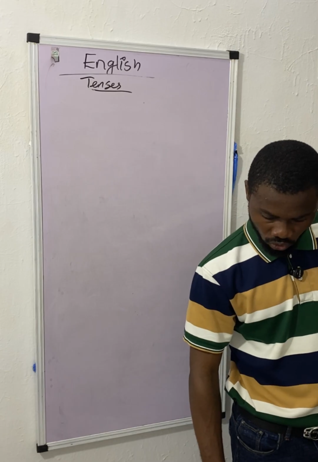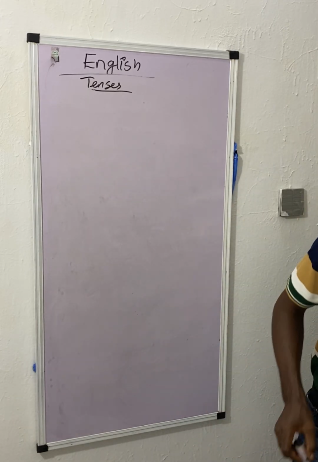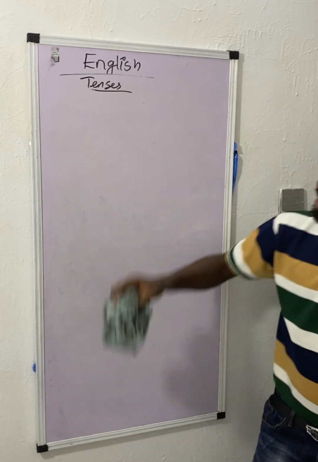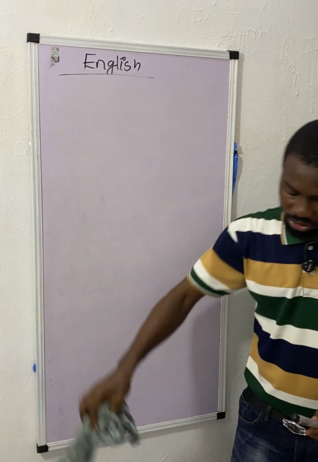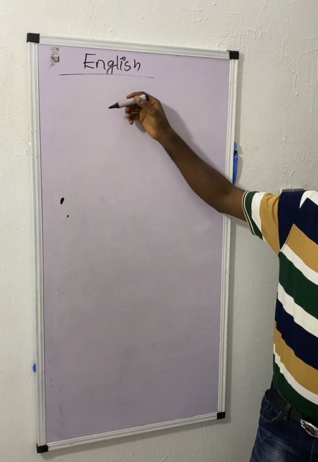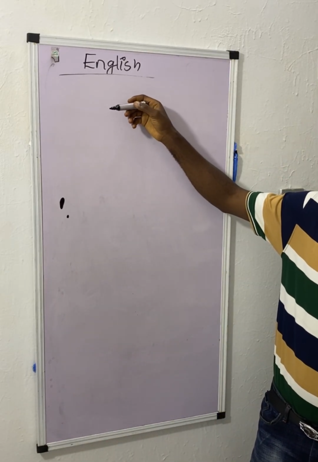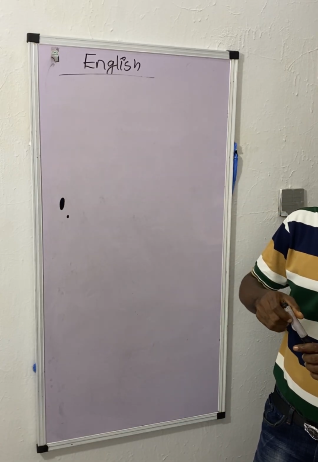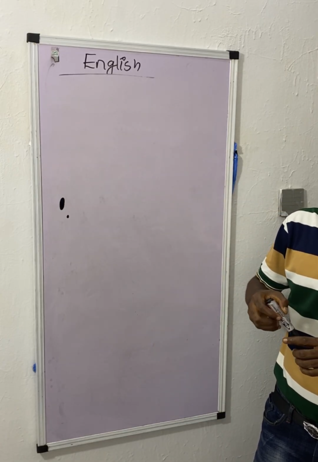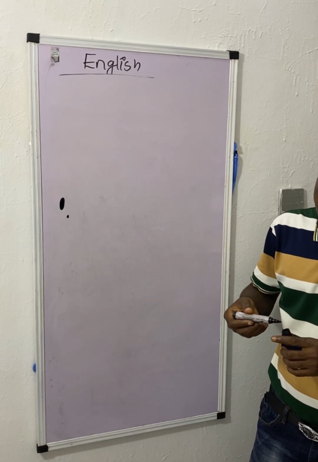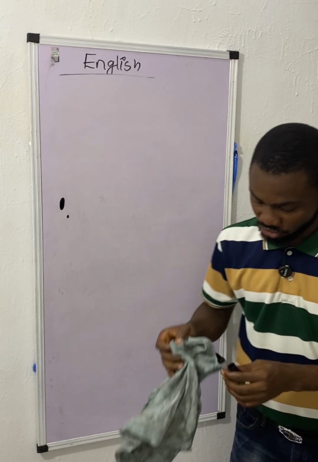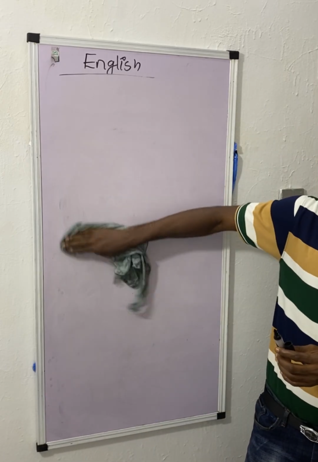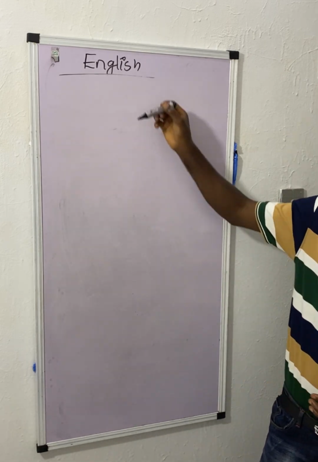Collocation means when one word appears alongside another. That's collocation. When words appear alongside each other. This is just so much. All right. That's collocation.